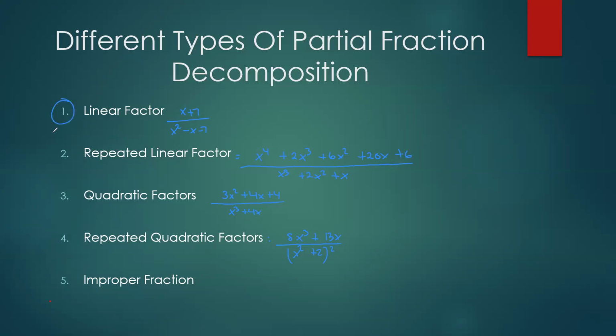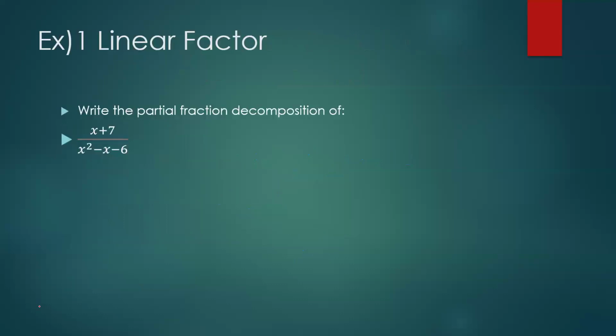So let's do example one, a linear factor. Write a partial fraction decomposition. Create the partial fraction decomposition of x plus 7 over x squared minus x minus 6. So what I'm going to do is factor the bottom. x plus 7, I'll leave that alone.